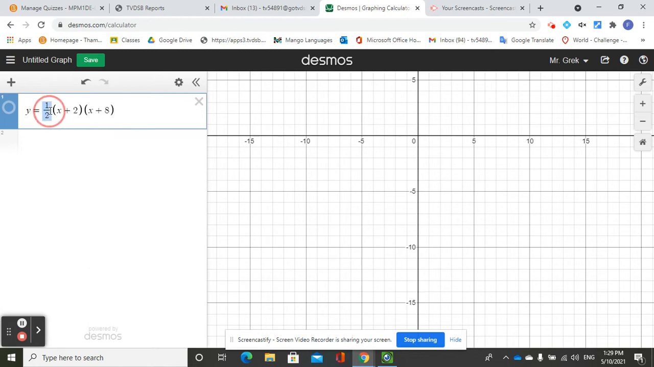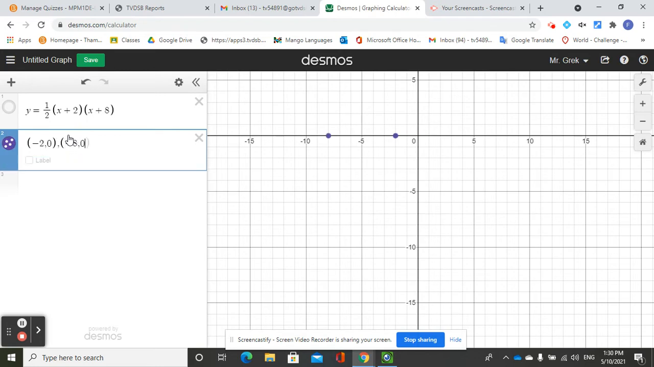First of all, my a value is positive, so the parabola is going to open up. And then again, I know my two zeros. It's the two numbers in the brackets, but I need to flip the sign. So I should have my x-intercepts, another term for zeros, at (-2, 0) and at (-8, 0). So when I draw this parabola, I should see it opening up and going through those two x-intercepts. So that's kind of our introduction to factored form.